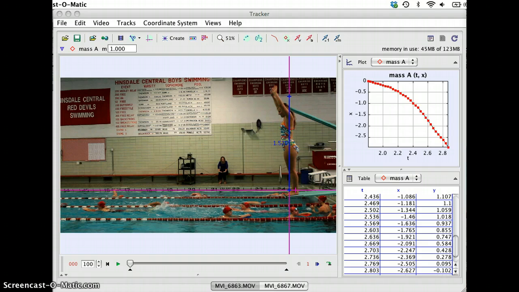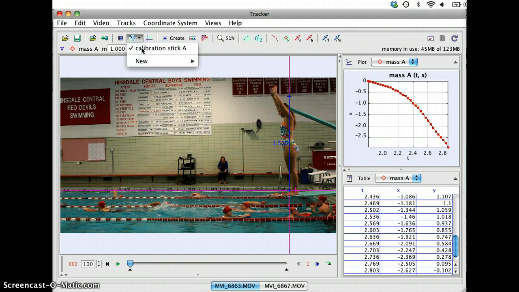By clicking the coordinate axis button, we place an axis to line up with the end of the diving board and the diver's initial position. By clicking this button and then scrolling down to the calibration stick, we lined up the calibration stick from her head to her toes. Then we lined up the stick with the y-axis. After converting her height from feet to meters, we typed in her height to calibrate the stick.